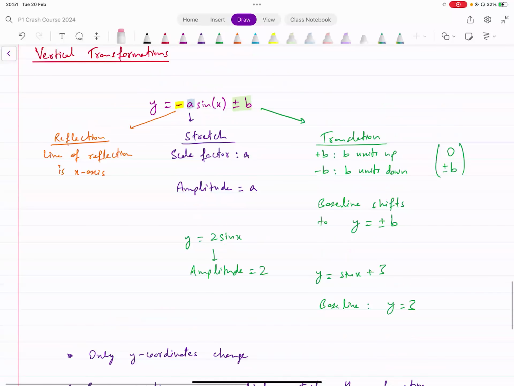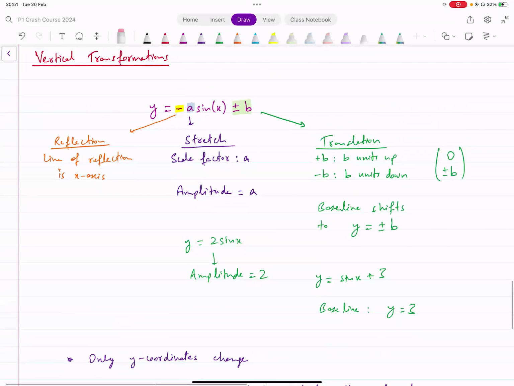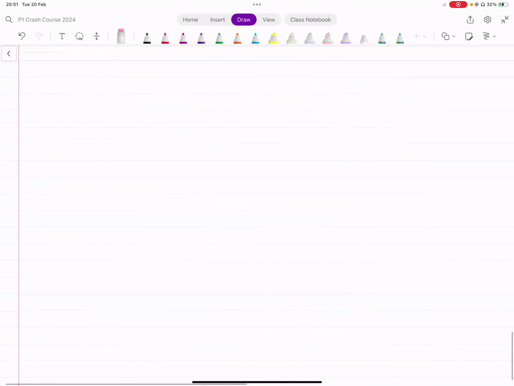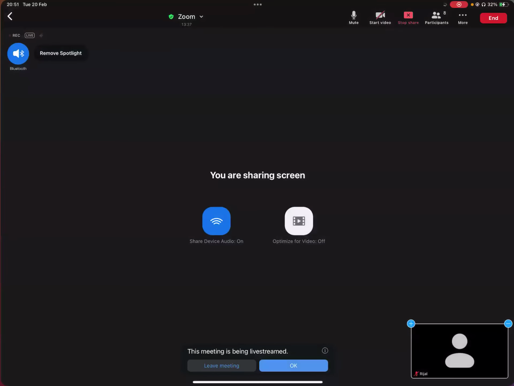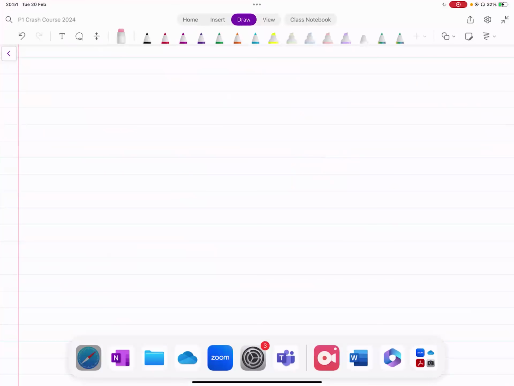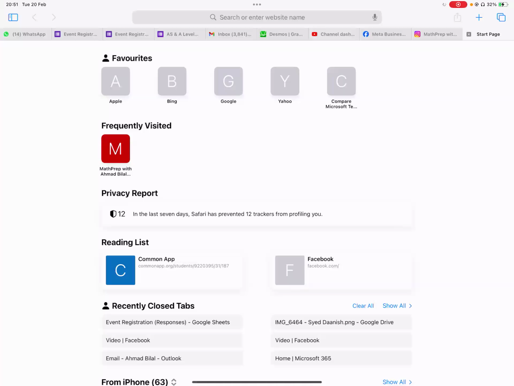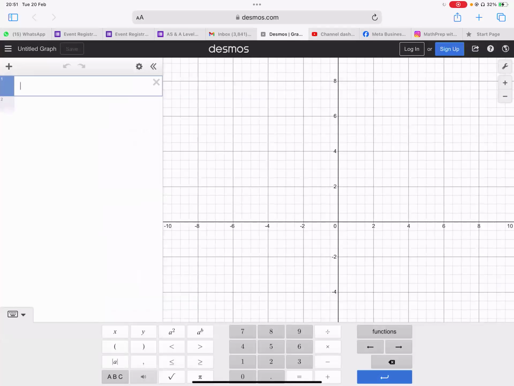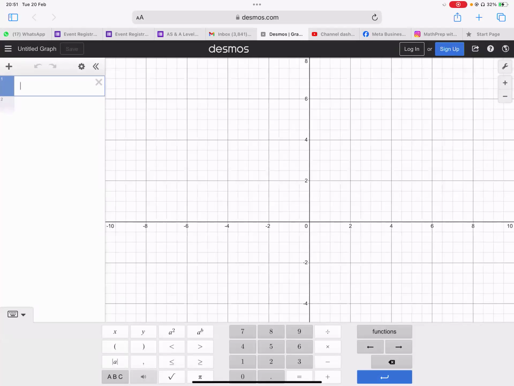Let's talk about horizontal transformations now. What happens in horizontal transformations? Something is changed inside the function. Let's see what happens in this case. Again, let's go back to Desmos. We were using that for the transformations that we learned about yesterday.